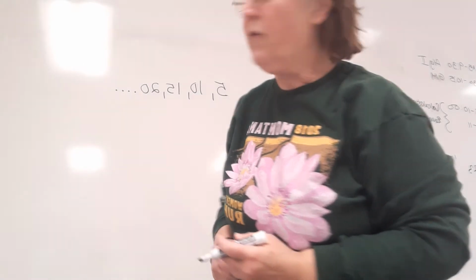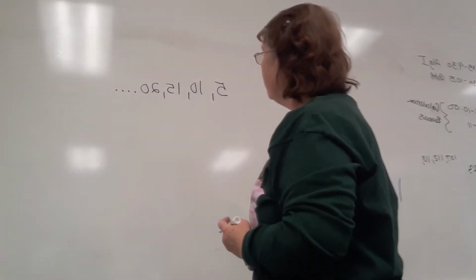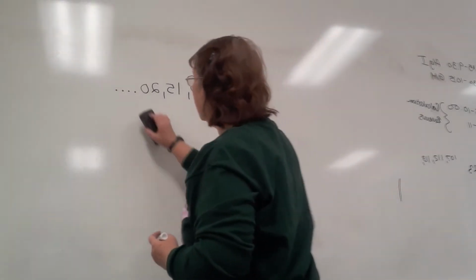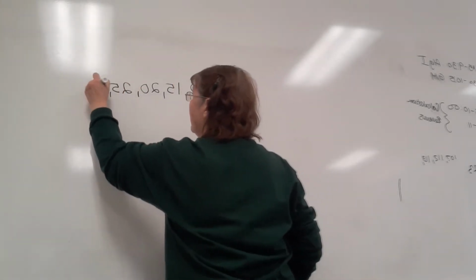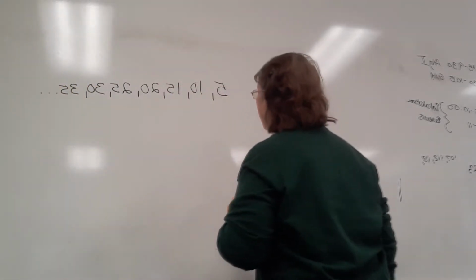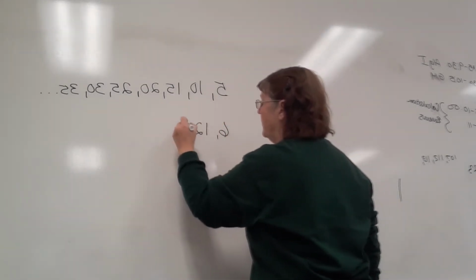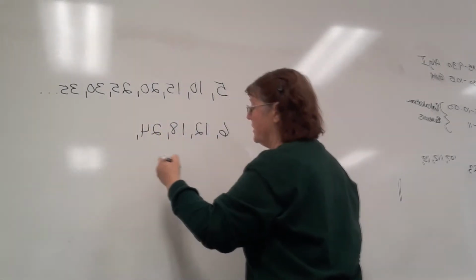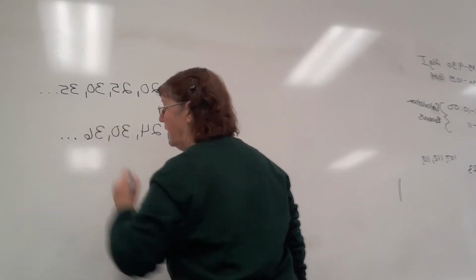Okay, so these are multiples. So the multiples of 5 are 5, 10, 15, 20, 25, 30, 35, okay, and on and on. If I were talking about the multiples of 6, we would have 6, 12, 18, 24, we're just adding 6 each time, 30, 36, on and on and on.